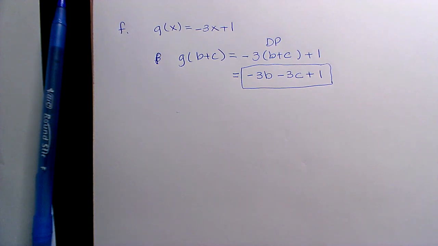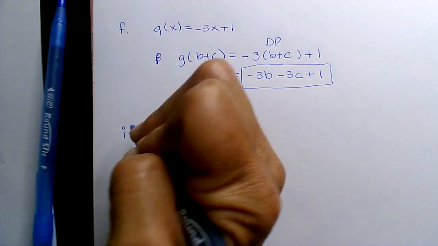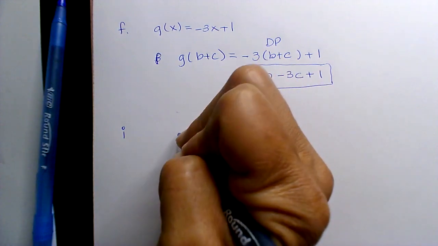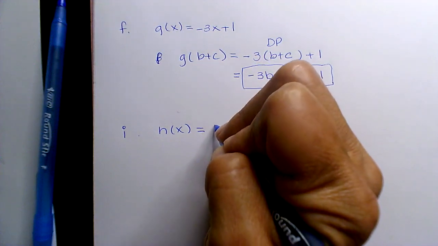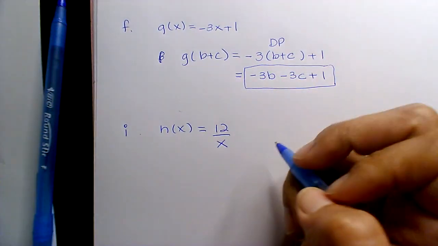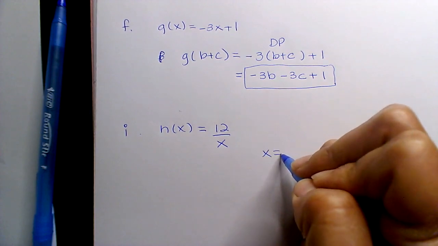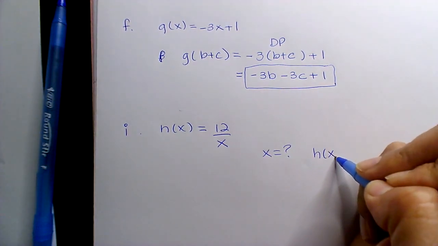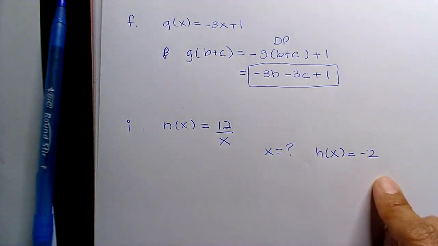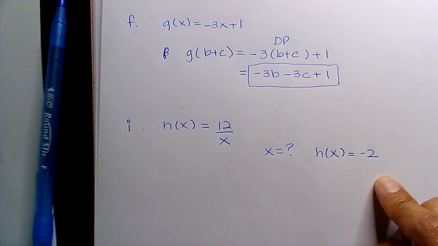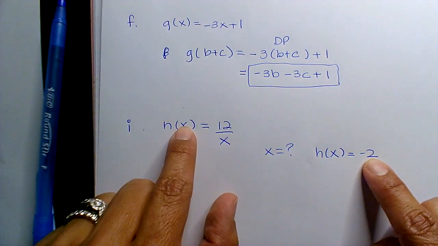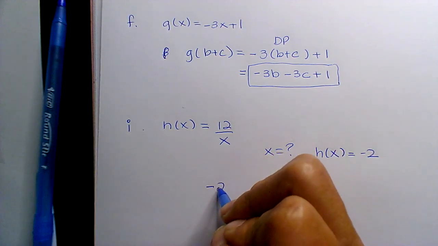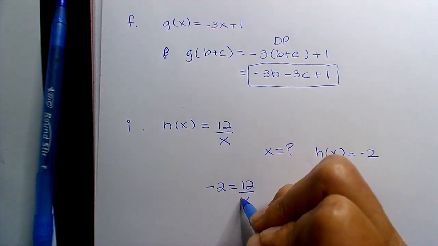Just because we're here for I, h of x. So h of x is 12 over x. So then they want you to find x when h of x is equal to negative 2, right? So they're giving you the output, they're asking you for the input. So I'm going to place that here, all of it, not inside of it. So negative 2 is equal to 12 over x.